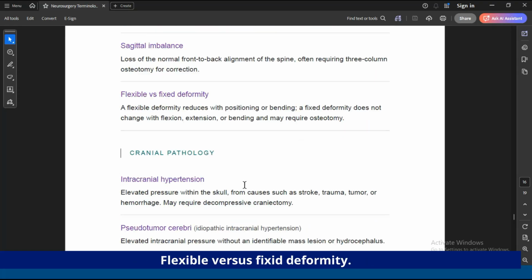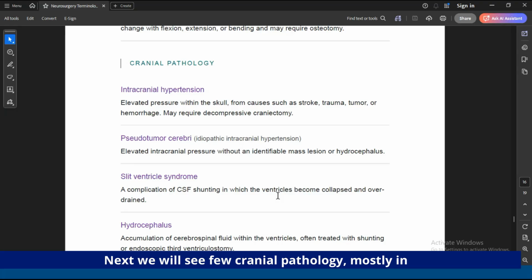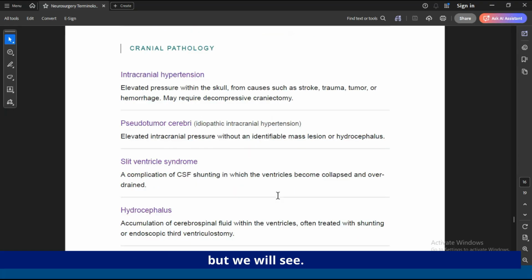Flexible versus fixed deformity. A flexible deformity reduces with positioning or bending. A fixed deformity does not change with flexion, extension or bending. Next, we will see few cranial pathology. Mostly in same-day surgery coding we will not code, but we will see.